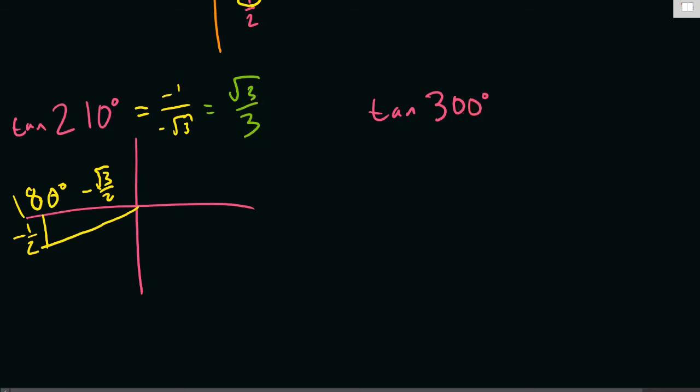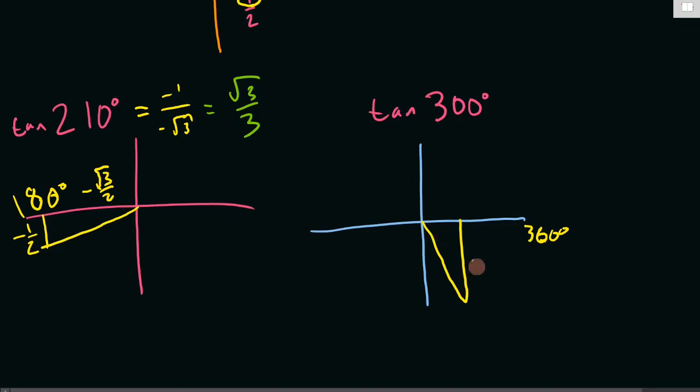Tangent of 300. Well, let's see. Where's 300? 300 is pretty close to 360. It's 60 degrees back from 360, so that's going to be a tall triangle down here. Since this is a tall triangle, I'm going to have a big negative sine, and I'm going to have a small positive cosine. So this is the numerator of my sine, negative root 3, divided by the numerator of my cosine, which is positive 1. So this is just negative root 3.